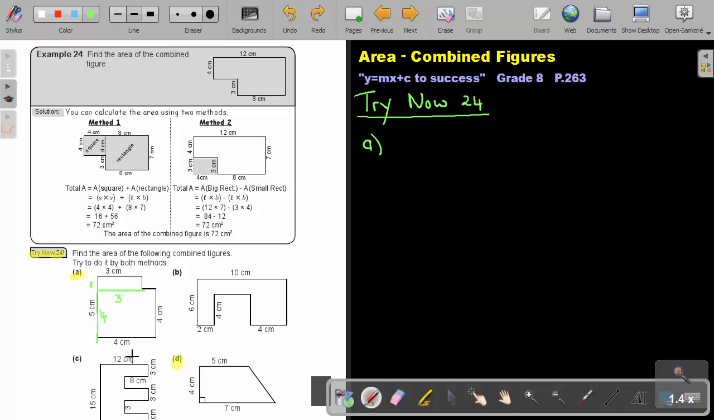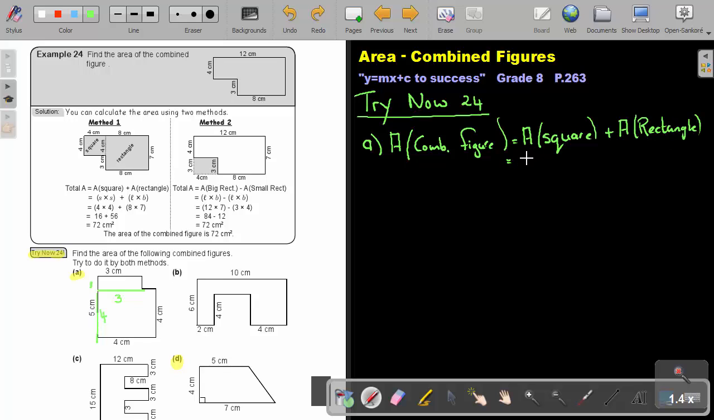So basically, although it doesn't look like it, I'm sitting here with a square, and I'm sitting there with a rectangle. So if I want to find the area, and we can say combined figure, it's going to be the area of the square plus the area of the rectangle.